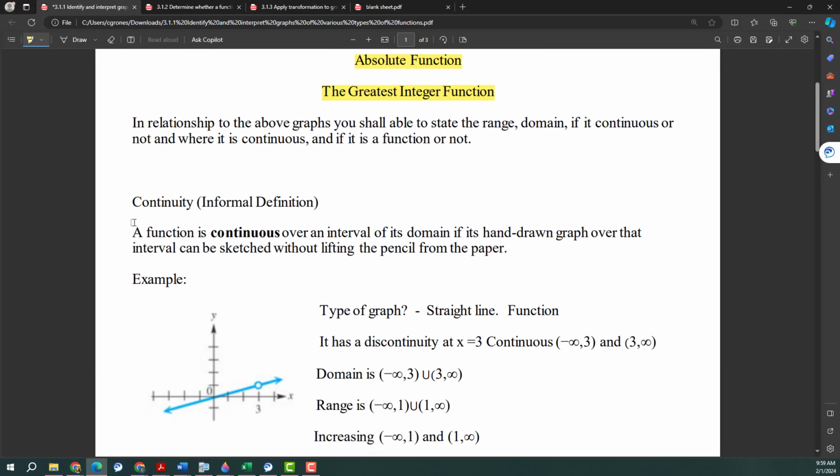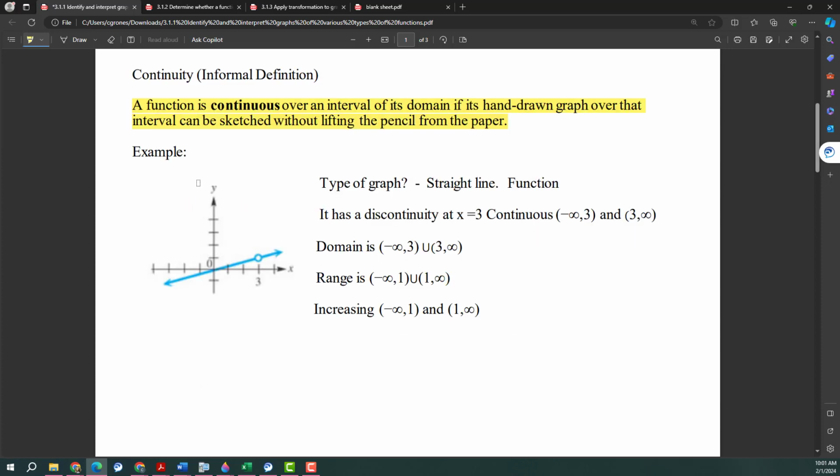Something that you need to know, it says that a function is continuous over an interval of its domain if its hand-drawn graph over that interval can be sketched without lifting the pencil from the paper. All right, let's look at this example.